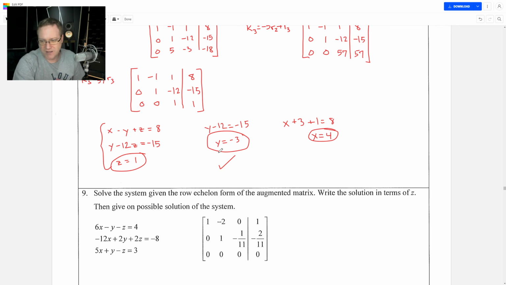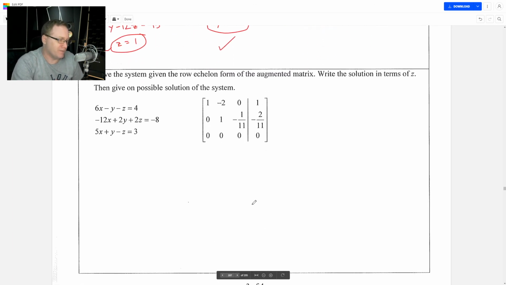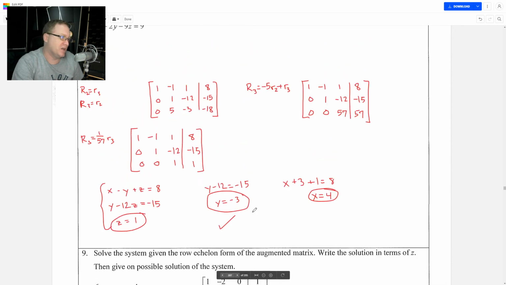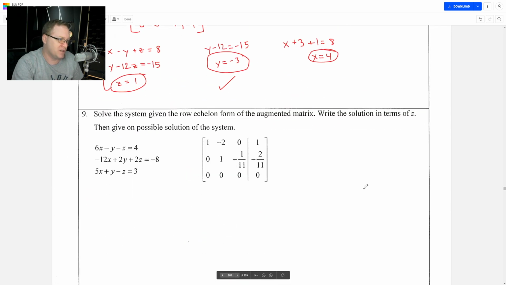All right, how long did that take? About 10 more minutes. All right, I will get to number 9 and 10 tomorrow. I wanted to get it done.